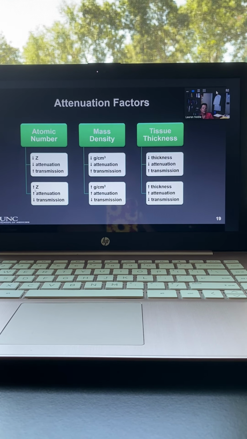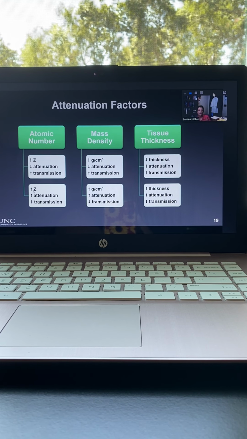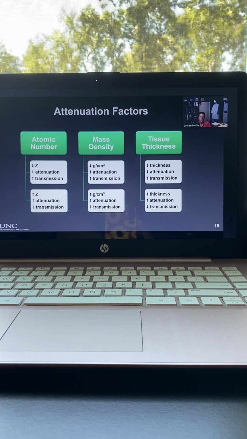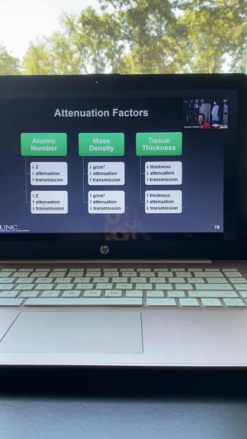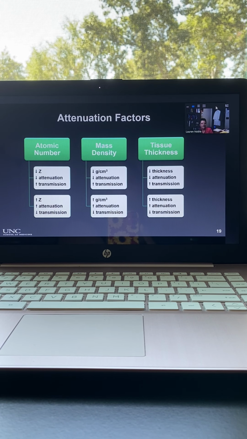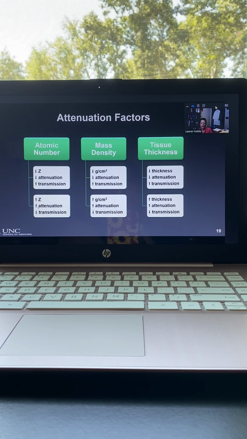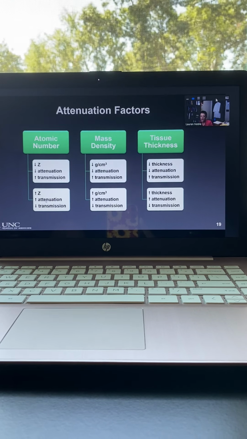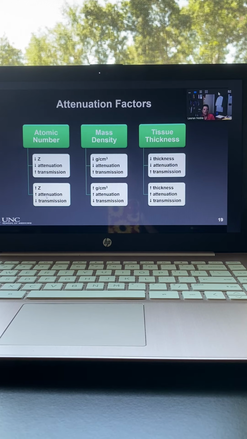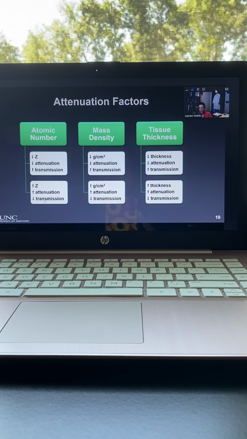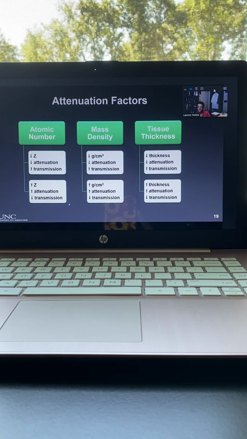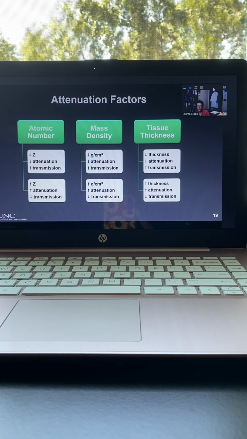And then the opposite is true here. As atomic number goes up, we know we have more electrons in that element. So a greater chance for an interaction to occur. Whether it be Compton or photoelectric, there's a greater chance for attenuation to occur because we've got more electrons there. So if we have a greater probability of an interaction, that means we have a lower probability for transmission. Does that make sense? Okay.